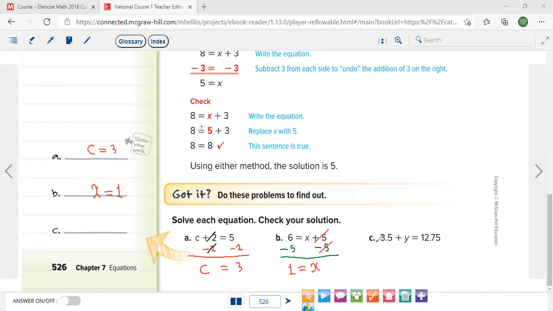Also here, we are going to subtract 3.5 from the left hand side. Subtract 3.5 from the right hand side. Now 3.5 minus 3.5 is 0, so you drop the y, just the y, then the equal sign. Now 12.75 minus 3.5. Of course you can put here 0.50 for the decimals to be the same, so this will be 9.25.